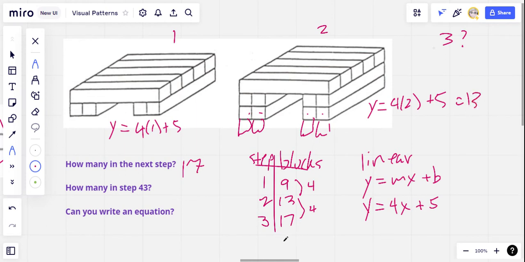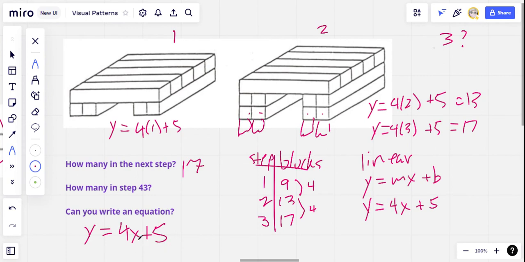Let's see if this is bearing out our prediction for step 3. So y equals 4 times step 3 plus 5. That'd be 12 plus 5. That'd be 17. Beautiful. So looks like all that checks out. So I'm pretty confident our formula, our equation is y equals 4x plus 5.